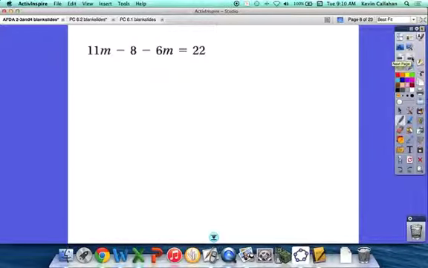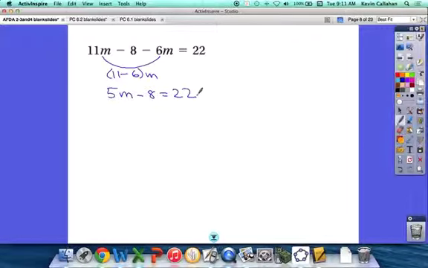What are the like terms that I need to combine? The 11m and the -6m, okay? What makes them like terms? Same variable raised to the same power. How do you combine like terms? You combine the coefficients, right? So that's 11 minus 6 times m, which is 5m. So that's 5m minus 8 equals 22, right?